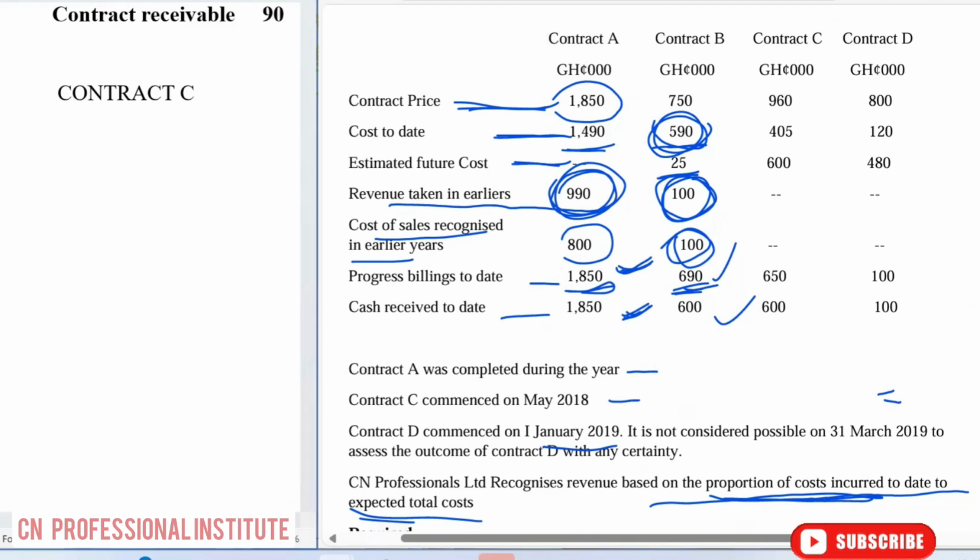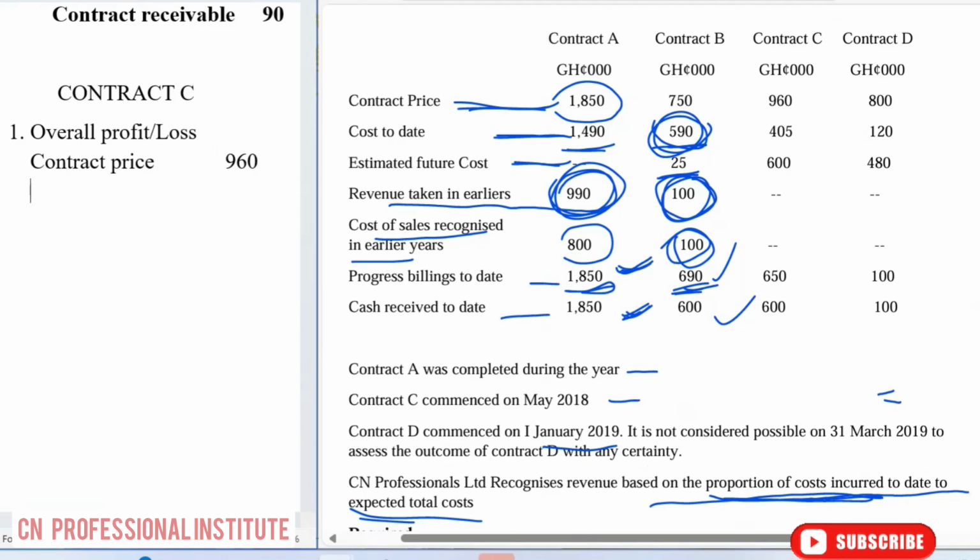Number one is to do overall profit or loss to check if there's an onerous contract. We check if there's overall profit or loss. And how do we do it? We bring the contract price. What is the contract price? It is 960.